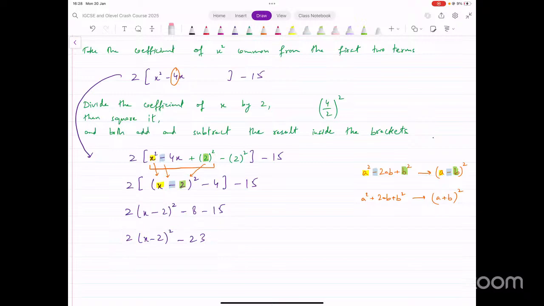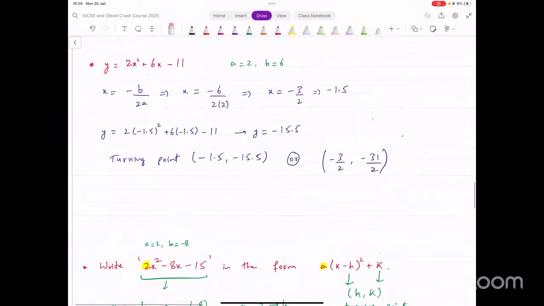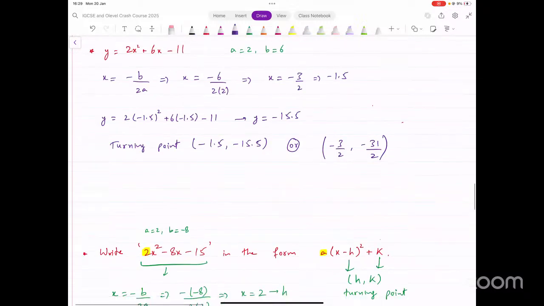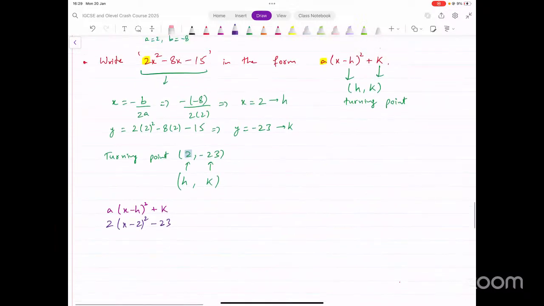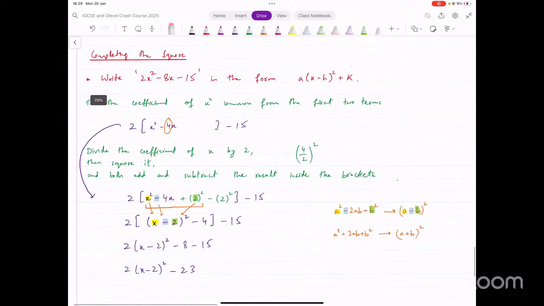This is exactly the same form that we got using the other method earlier as well. We got 2 into x minus 2 whole squared minus 23, right? This is another way of approaching that same problem using the second method now.